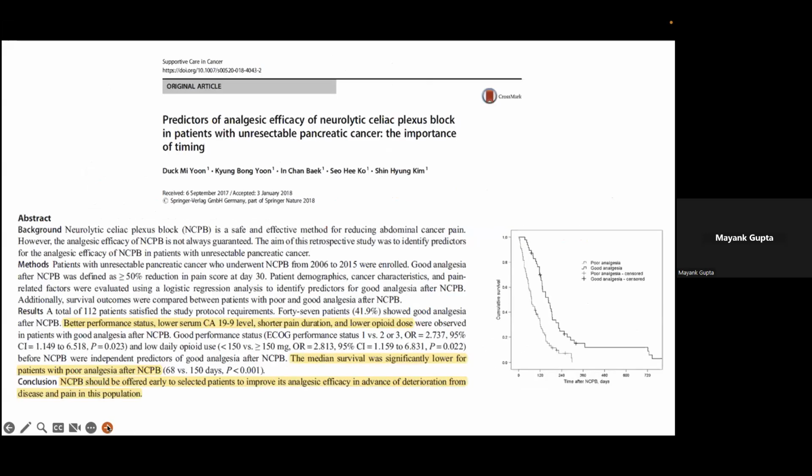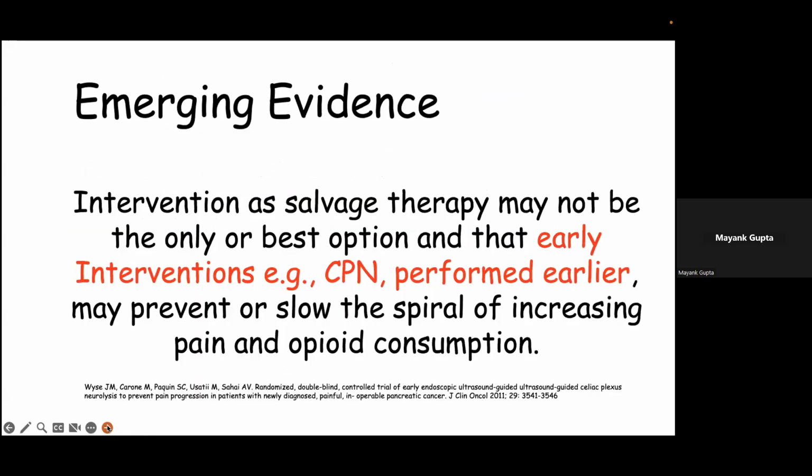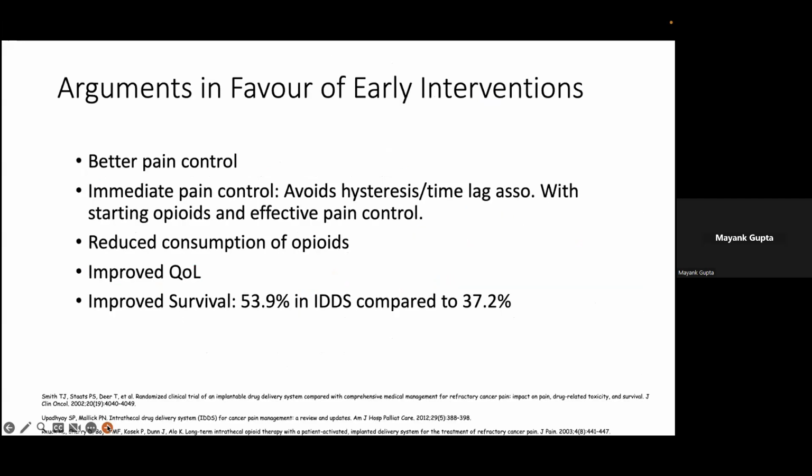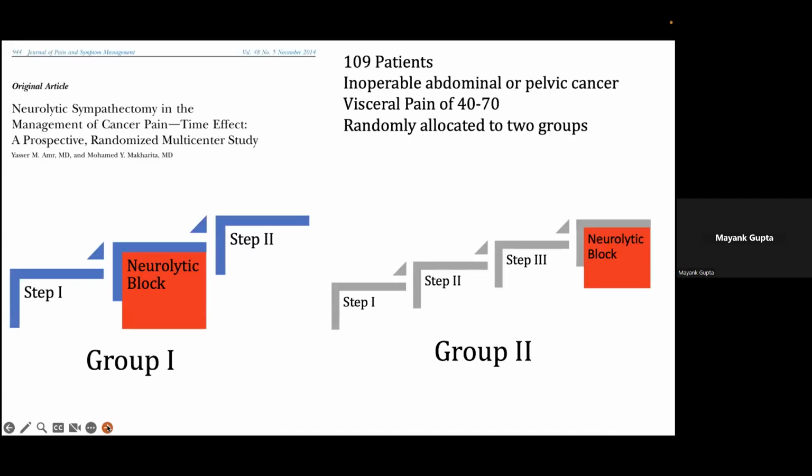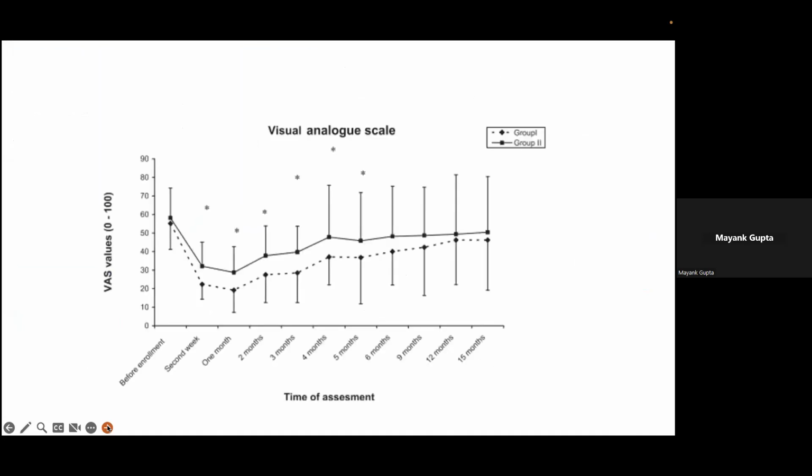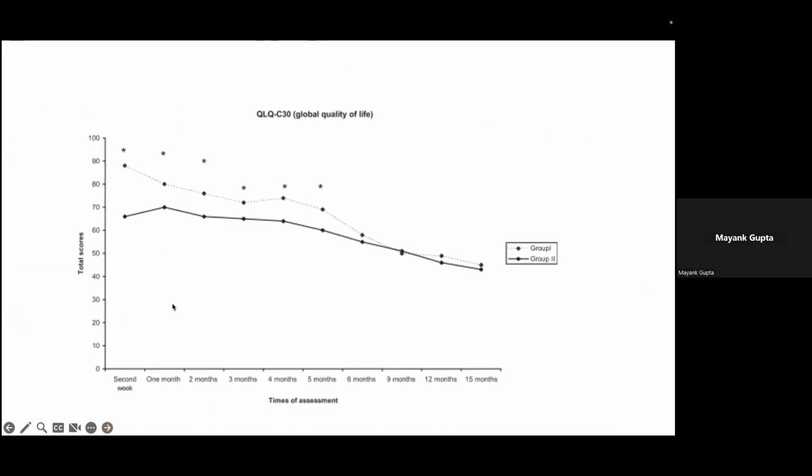So a lot of studies are coming which are showing the efficacy of early interventions in managing pain and improving the quality of life of the patient, and the maximum evidence is for celiac plexus neurolysis for patients with cancer pain. I think I'm done with my presentation. This is the evidence which is there. Thank you so much.